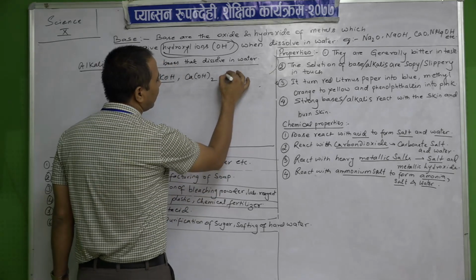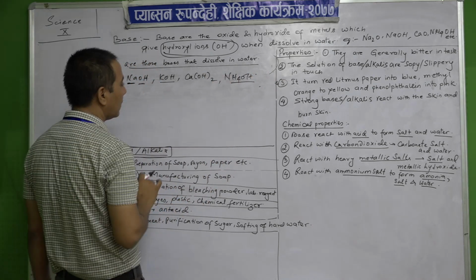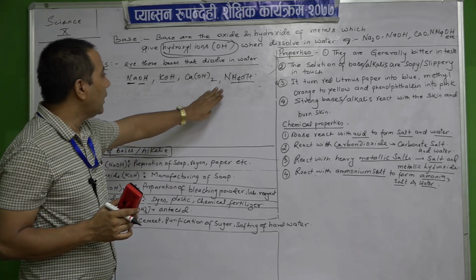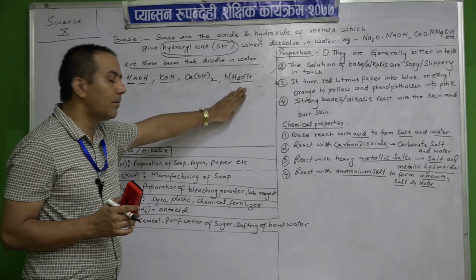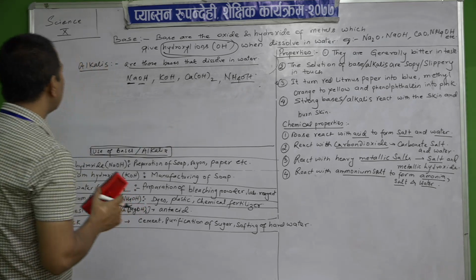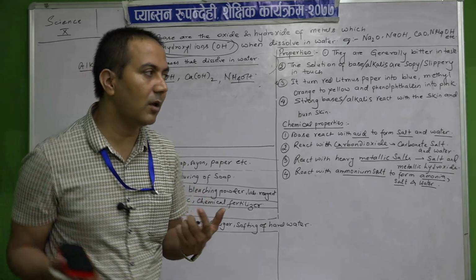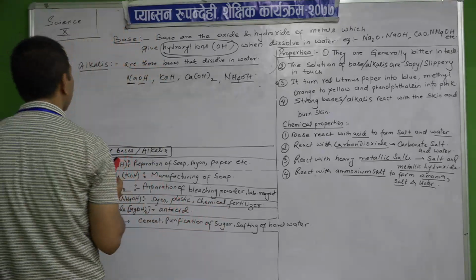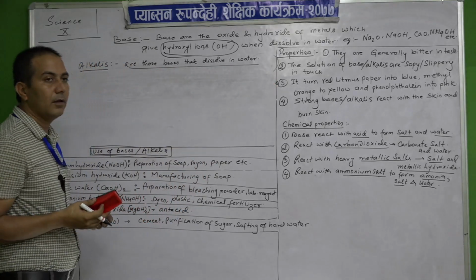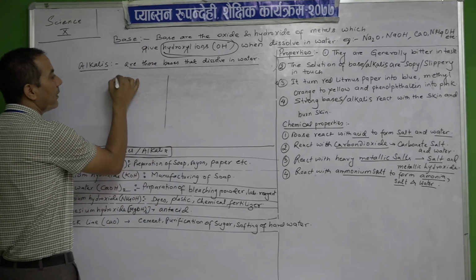Another example we can say is NH4OH. So, sodium hydroxide and ammonium hydroxide are examples of alkalis. So, alkali means simply those bases which dissolve in water. Simple. Now, what is the difference between the bases and the alkali?